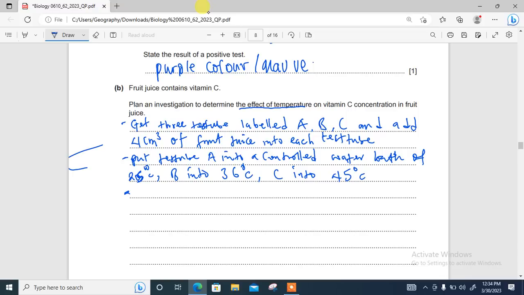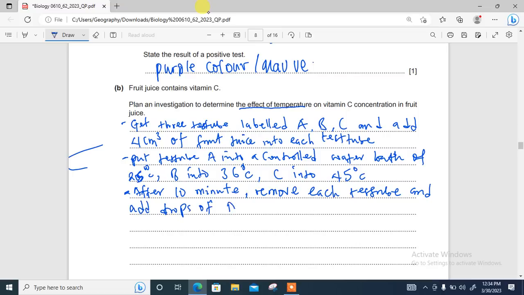So once that is done, the next thing you need to do is, sorry, let me bring in my time here, which is also a control. So I can say after 10 minutes I will remove each test tube and add drops of DCPIP solution, which is used to test for vitamin C. That's it, and you record.